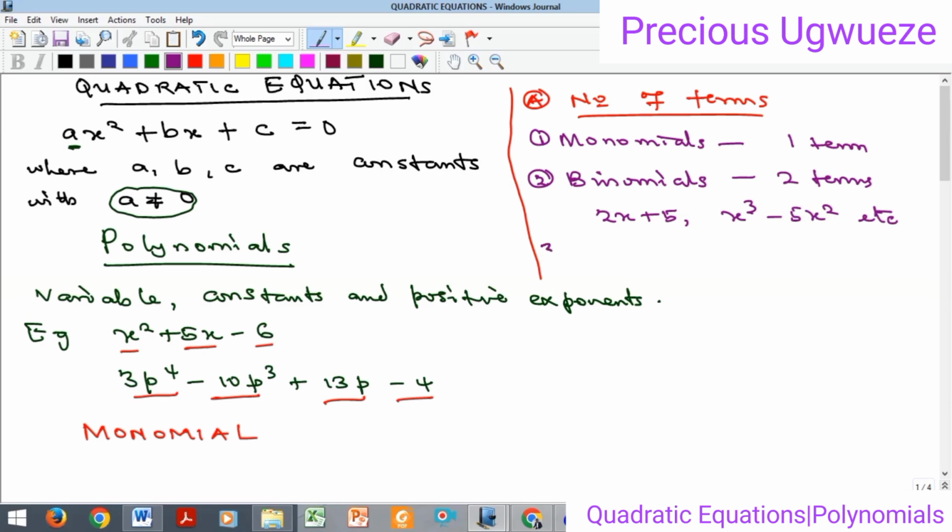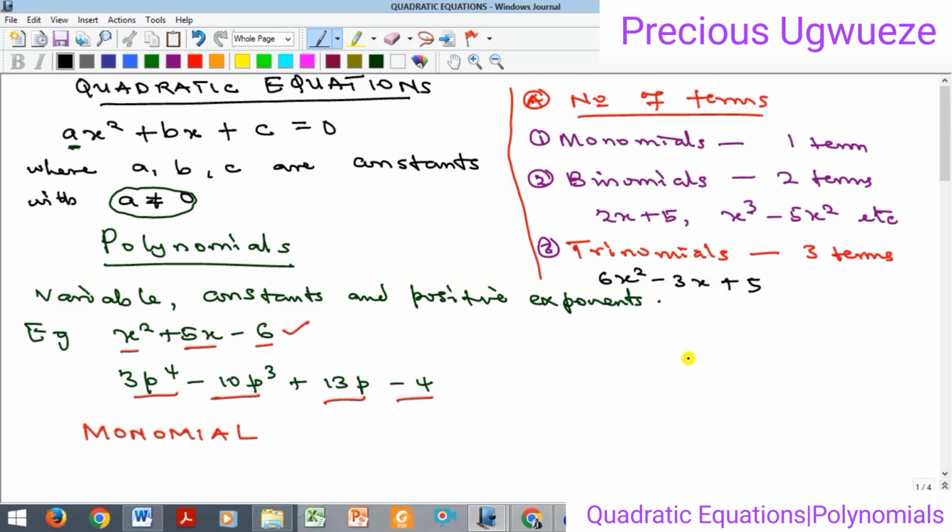Okay, and then the third one are what we call the trinomials. The trinomials are those ones that contain 3 terms. Okay, 3 terms. And for example, this is a trinomial. It has 3 terms. And then you can give yourself many other examples. There are plenty of them. For instance, I can say 6x squared minus, let's say, 3x plus 5.